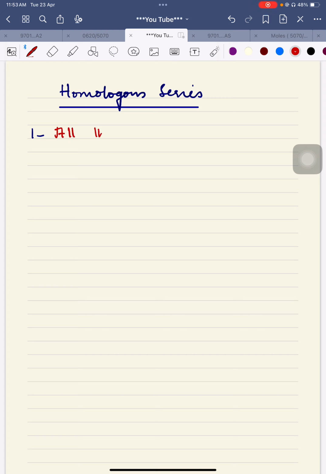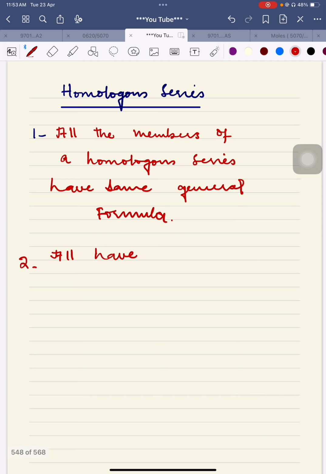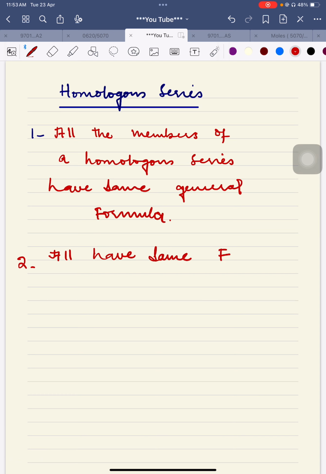All the members of a homologous series have the same general formula. Yes, same general formula. Okay. Number two, all members of a homologous series all have the same functional group as well. What is functional group? What is general formula? That I am going to tell you shortly, inshallah.